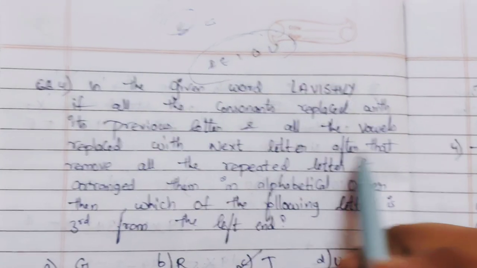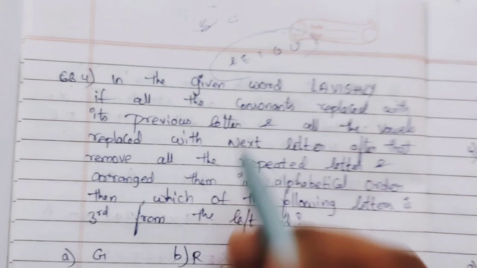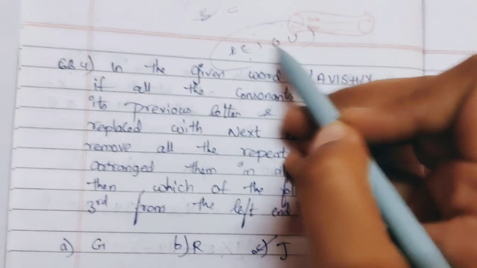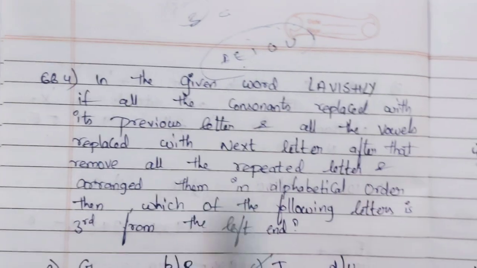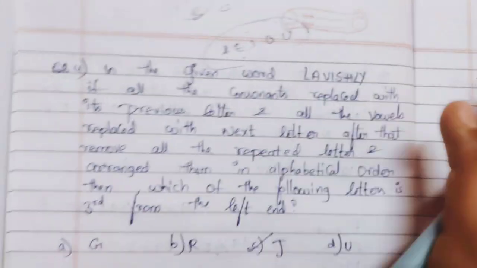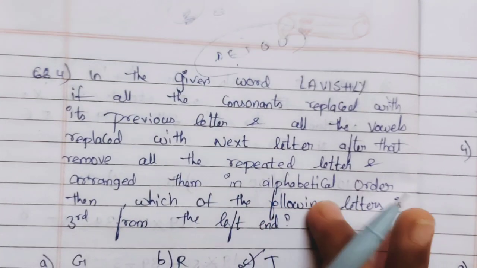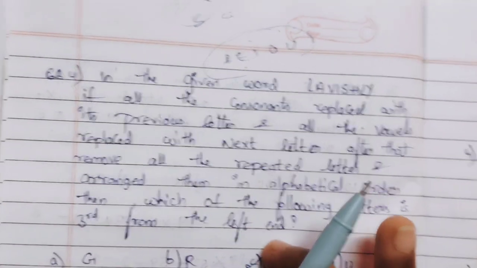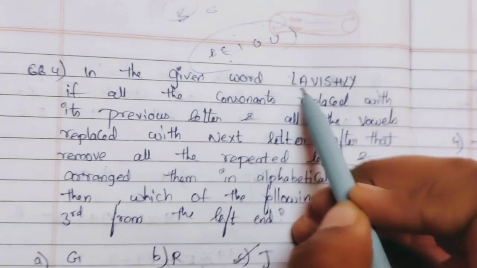Next, all the vowels are replaced with the next letter. If it is A, we will replace it with E. If it is I, we will replace it with O, like that. After that, remove all the repeated letters. Then arrange the remaining letters in alphabetical order. Then which of the following letters will be third from the left end? This is the word lavishly.